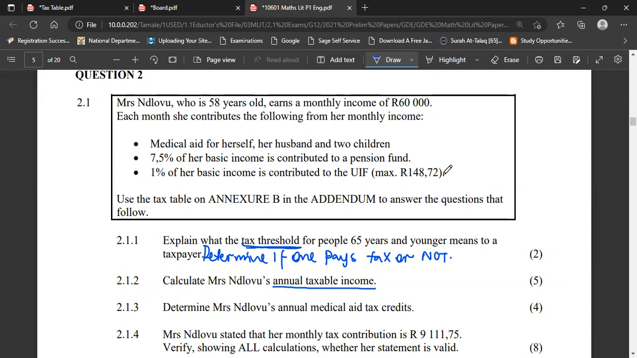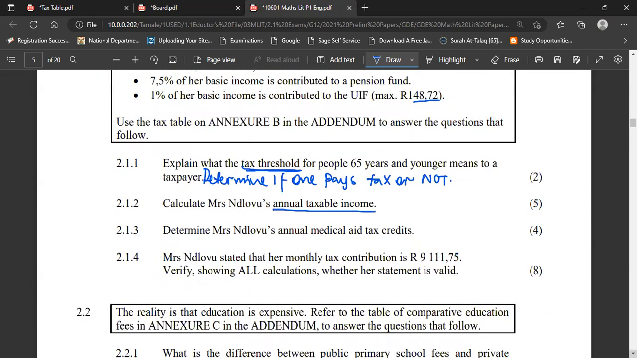Maximum UIF is always 1% of someone's income, but it cannot exceed a certain amount. For example, here it was 148. So you cannot exceed it, even though 1% of this would be around 600, the person only qualifies for 148 rand 72 cents because it's a maximum UIF. Anyway, let's calculate the tax.